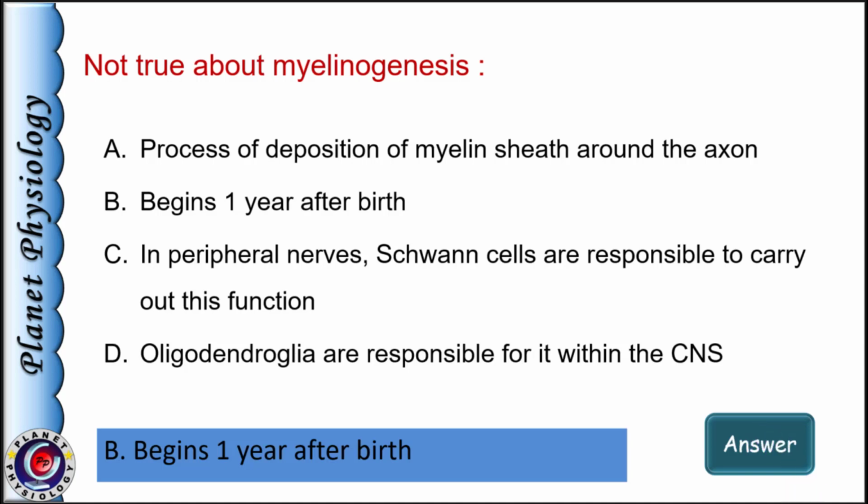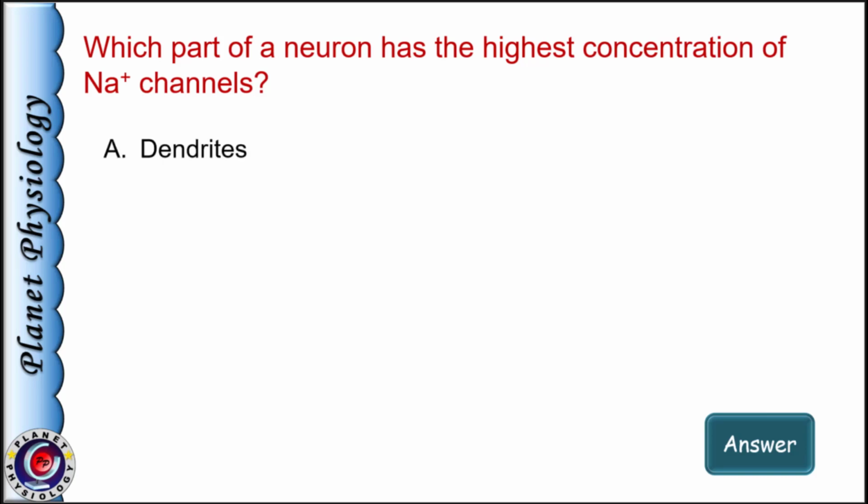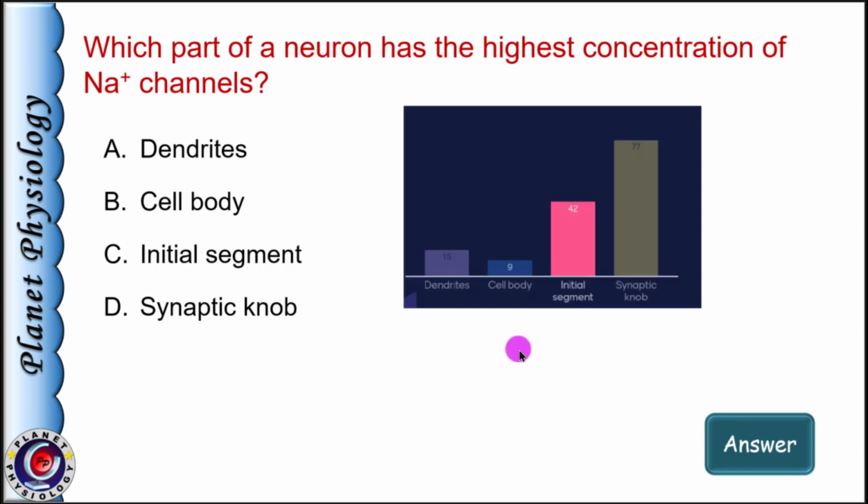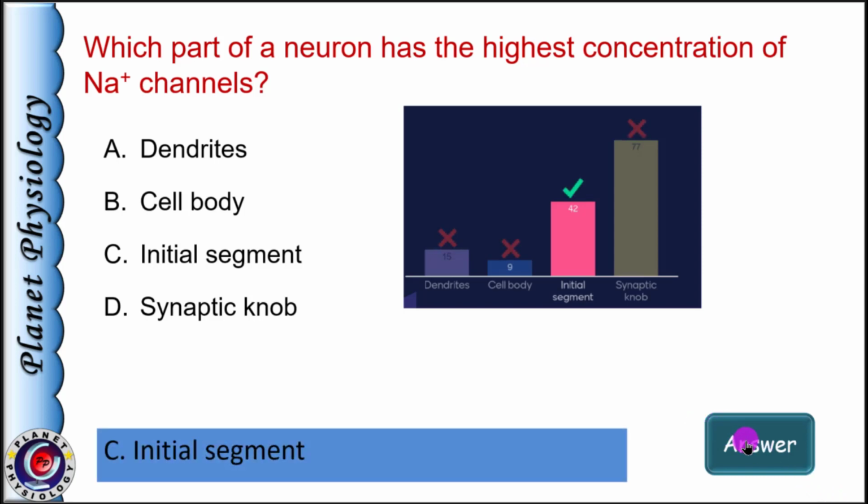Coming to the next MCQ. Which part of the neuron has the highest concentration of sodium channels? Options are A. Dendrites, B. Cell body, C. Initial segment, and D. Synaptic knob. When this question was asked, to our surprise, almost 50% of the students opted for option D, synaptic knob. So what do you think? Okay, the correct answer over here is initial segment.